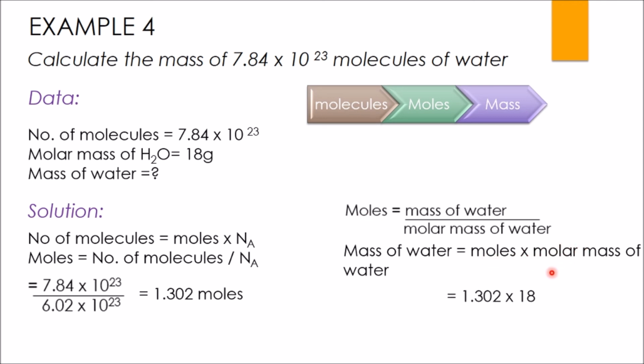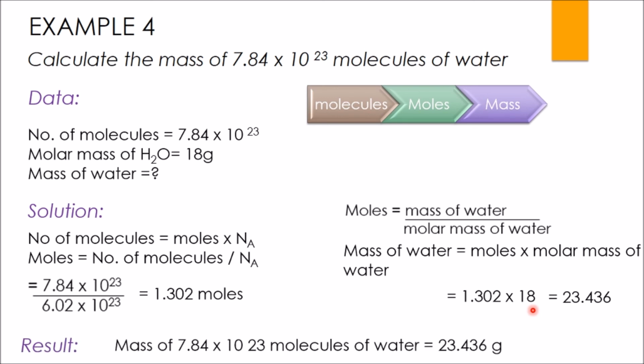Now put the values. We already know the moles, which are 1.302. Molar mass is 18 for water, and we get 23.436, and as a result we know that the mass of 7.84 exponent 23 molecules of water is equal to 23.436 grams.